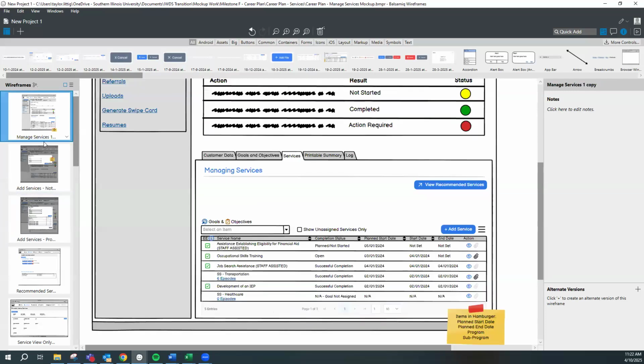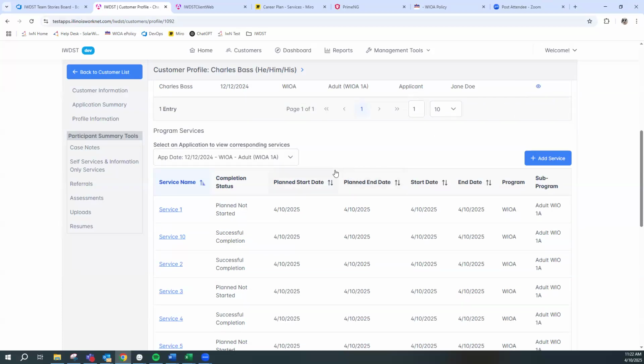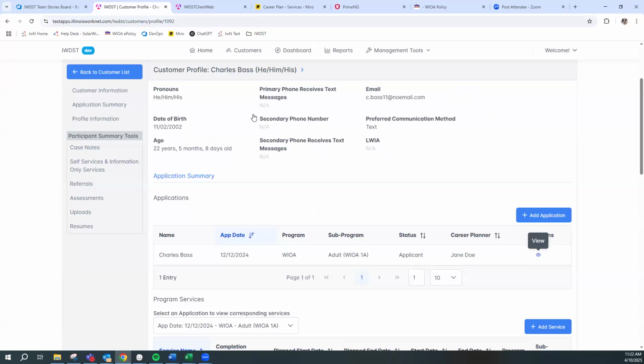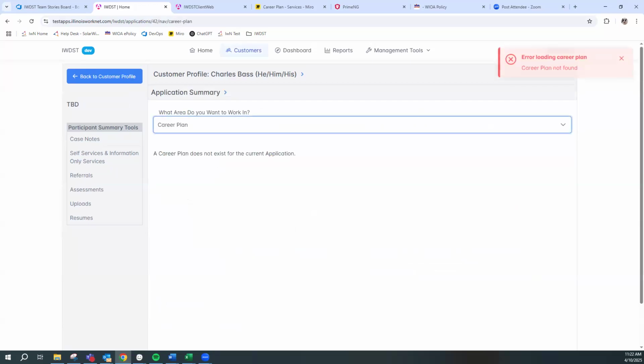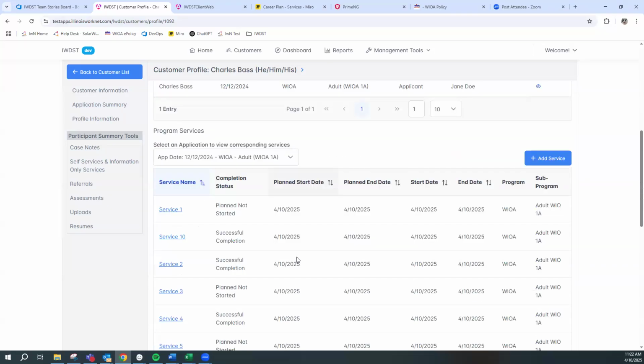But you're not going to be able to manage the services from here. So if you need to go in and actually manage the services, then you're going to have to go into the career plan and switch over here, which is not on here yet. But if they finish one of their training courses, or something you need to close out, you'll have to do all of that in there as well. But yeah, you'll have a nice quick view here.